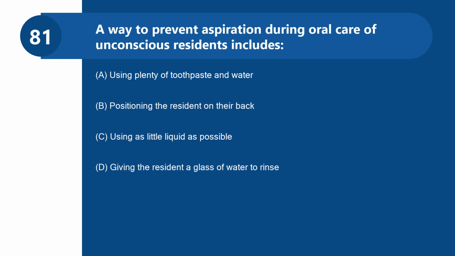Question 81. A way to prevent aspiration during oral care of unconscious residents includes option A, using plenty of toothpaste and water. Option B, positioning the resident on their back. Option C, using as little liquid as possible. Option D, giving the resident a glass of water to rinse. The correct answer is option C, using as little liquid as possible.